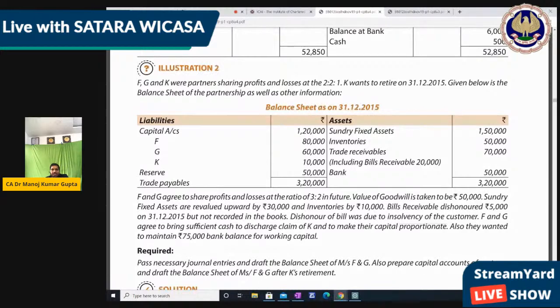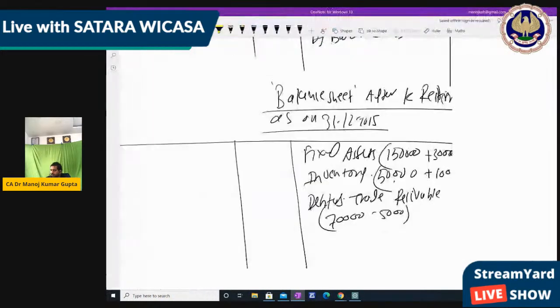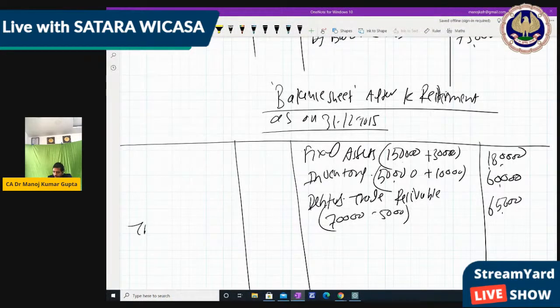So now I think everything is done. Trade receivable including bills receivable 20,000. That is, we had done including trade receivable. Now the bank account balance we had transferred. Now reserve we had distributed. Now trade payable. Trade payable also write the same figure, 50,000. Right. Now they mentioned that 75,000 should remain in the bank.